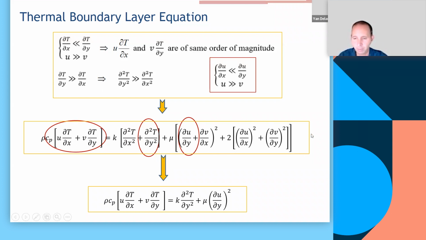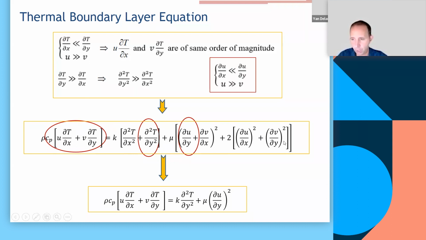How can these be simplified? We can see that this one is much smaller than this one, but this one is much bigger than this one. So the combination means that both terms are actually of similar magnitude. We can't simplify. But when it comes to the diffusive term, the derivative with respect to y is going to be much larger than derivative with respect to x. So this term can be simplified and left out of the equation. You see it's gone from here.